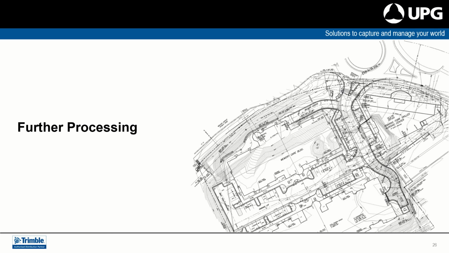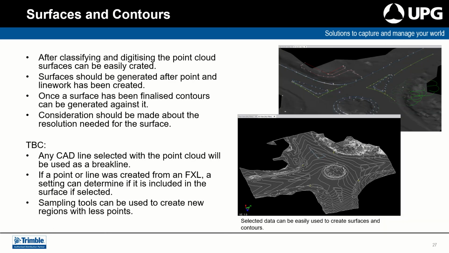Once you've processed all that data and you've got your line work out and you've cut the data back, further tools in TBC can allow you to create surfaces and contours, for example. You can create a surface from any collection of data. It's recommended to run the surfaces function after you've processed the data.